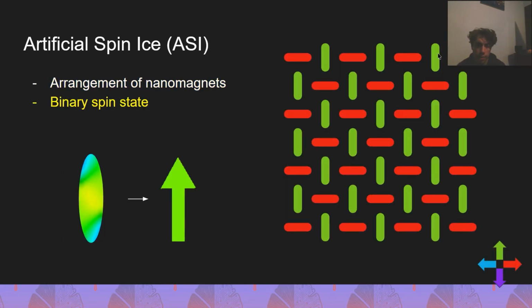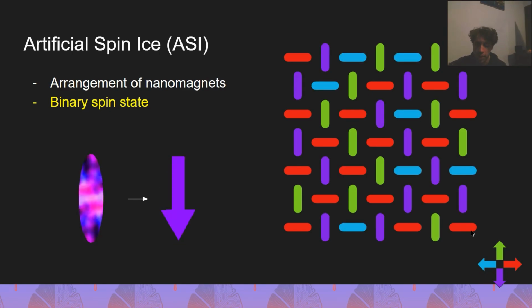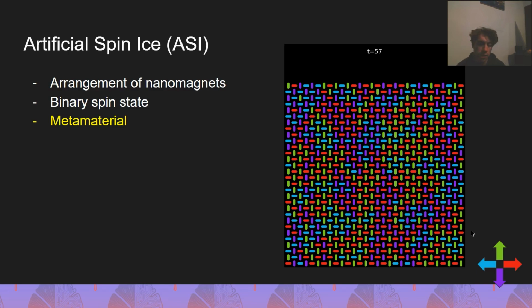Each nanomagnet has what we call a binary spin. It is either pointing along its axis in one direction, or it can flip, given enough encouragement, and point along the other direction. The magnets on the right start polarized, with the up magnets in green and right magnets in red. But we could apply some global fields or some other kind of stimulus, and this could cause a more interesting pattern to appear. Artificial spin ice are what's known as metamaterials, which means although we have many components, they all work together, and the emergent behavior is similar to that of a regular material.